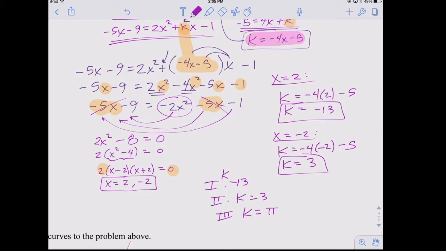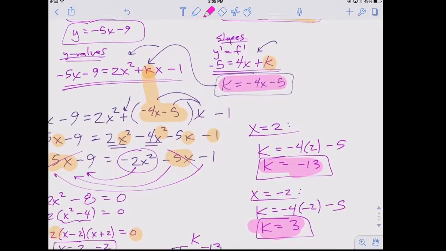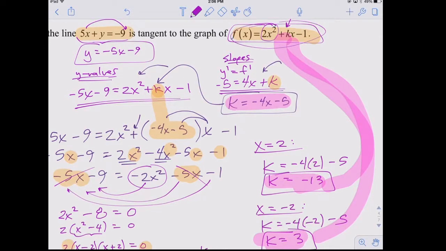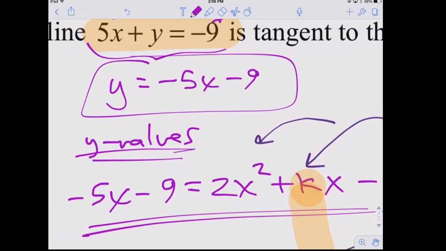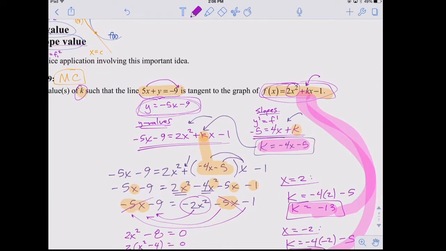Well, anyway, we found both values of k. Now, what the heck did we just find? Well, let me show you. If we were to plug this negative 13 in right there for k, or this 3 into k, we're going to have a quadratic. We'll have 2 quadratics, and the same tangent line, this is a fixed line, should be tangent to both of those quadratics at 2 different x values.